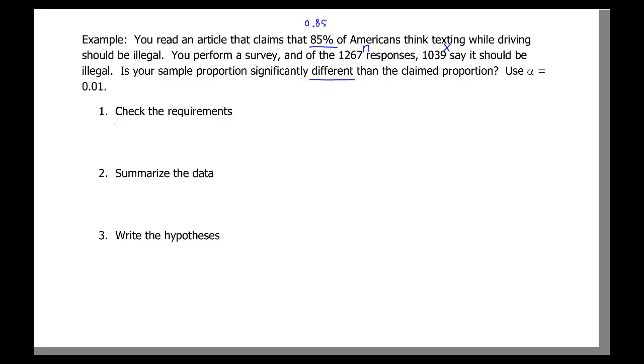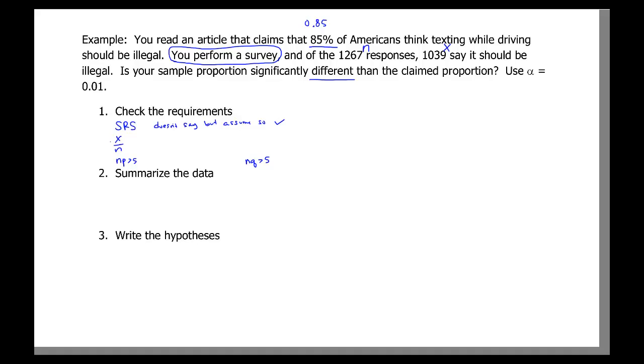So the requirements: it has to be a simple random sample, has to be proportions, and we need to check if np is greater than 5 and if nq is greater than 5. So simple random sample. All it says is you perform a survey. It doesn't say how you performed the survey, but let's assume that you know how to take a survey and that you did it correctly. So we'll say it doesn't say in the problem that you did it correctly, but we're going to assume that you did. Okay, so I'll check that one.